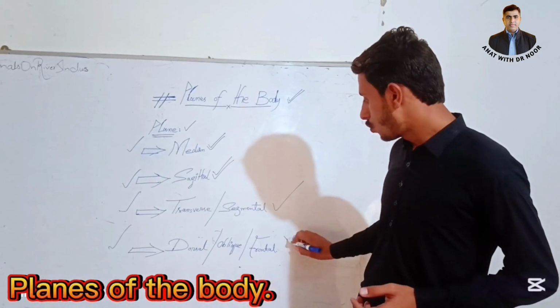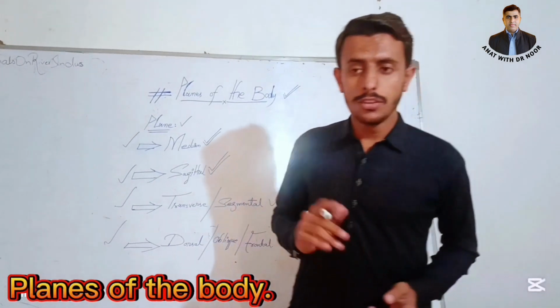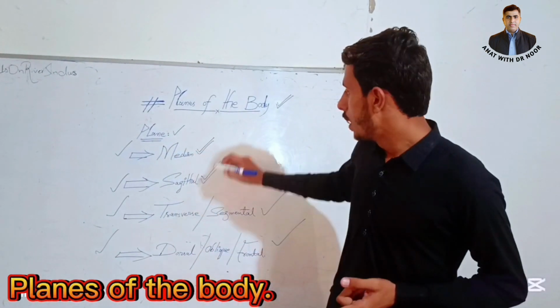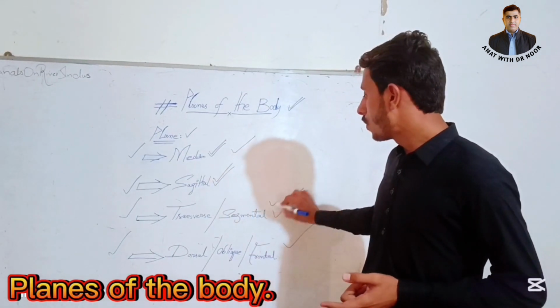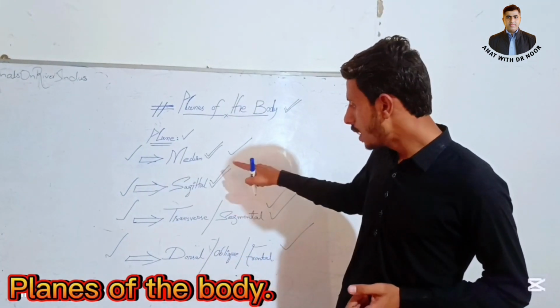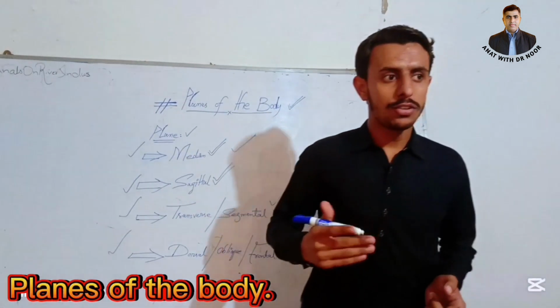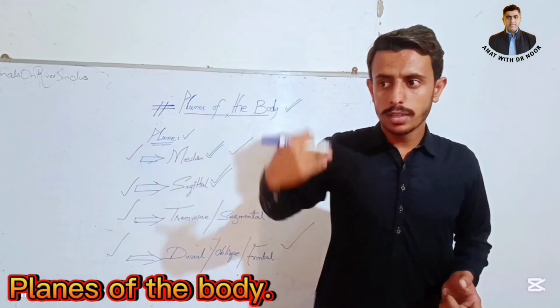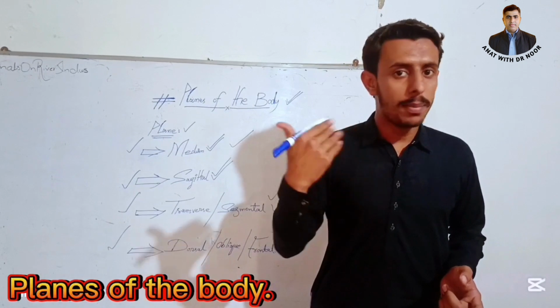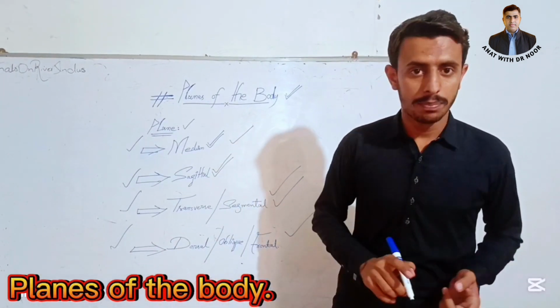After that, the dorsal, oblique, or frontal plane. This plane is perpendicular to the median plane and the transverse plane, and you must know about that. So the dorsal plane cuts the body at this angle. For example, we cut the body into belly and back. This is called a dorsal plane.